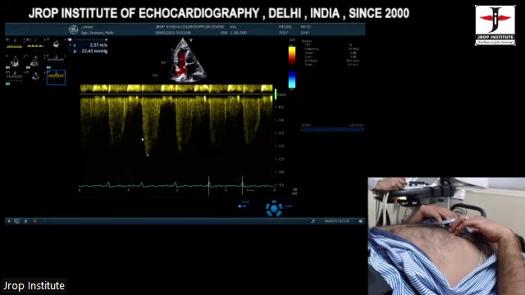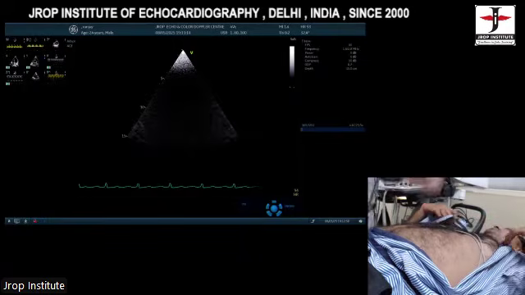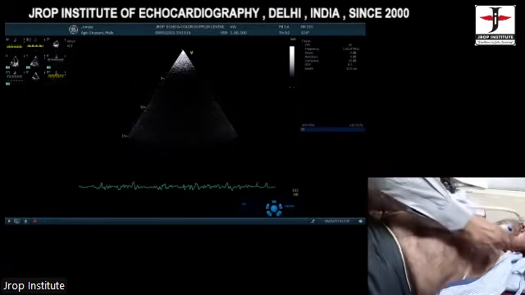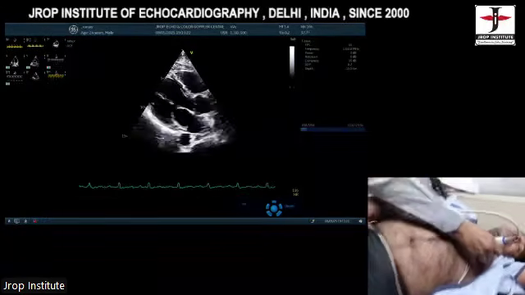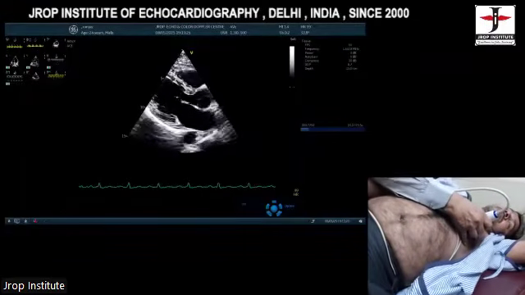Dr. Mal, if I may ask you, why do we prefer 2D measurements over M mode, sir, with respect to the LV? Good question. The answer to this question is: now look at this image. That's what you always try to make in your clinical practice because this looks so beautiful.